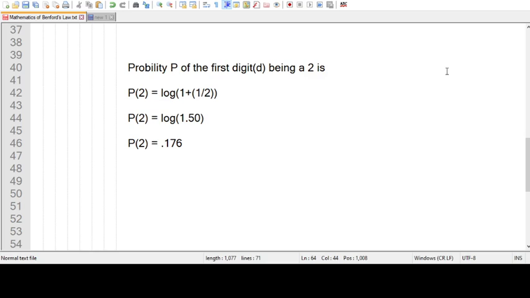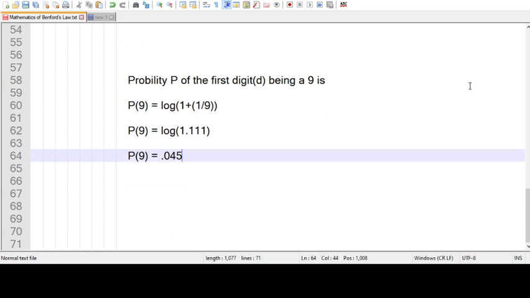I would take this to the next digit, or actually it's still the first digit, being a 2. The probability of the first digit being a 2 is the logarithm of 1 plus 1 over the digit, which is 2. So it's 1 plus a half, 1 and a half. The logarithm of 1.5 is 0.176.